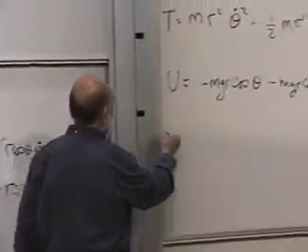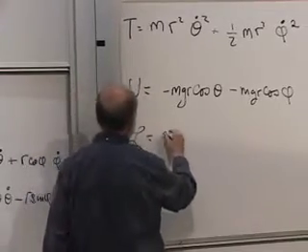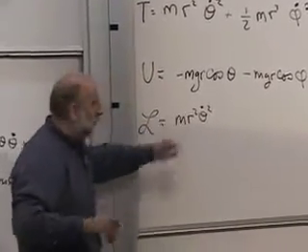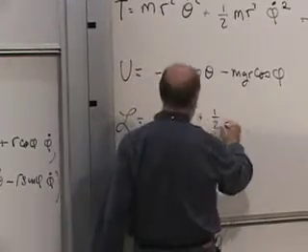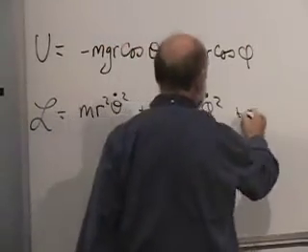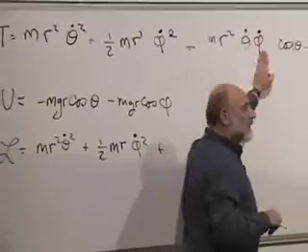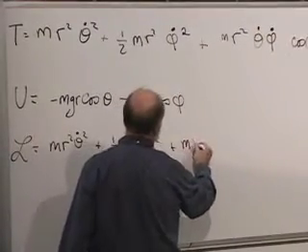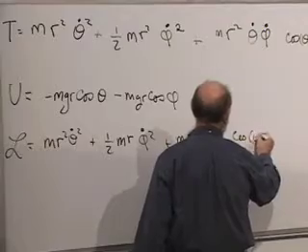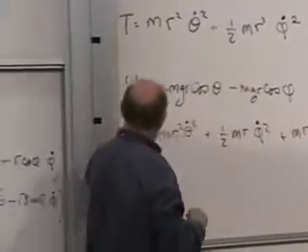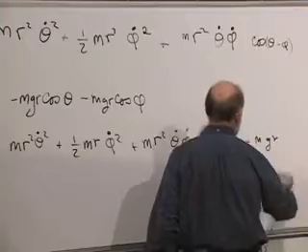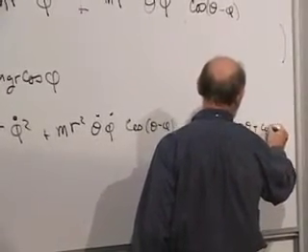Right, so we now have the total Lagrangian, and it is m r squared theta dot squared. That's more or less familiar looking, except for the factor of 1/2, which is usually there. Plus, now we have a truly familiar looking term, m r squared phi dot squared. Then we have this extremely odd cross term which multiplies theta dot times phi dot, m r squared theta dot phi dot times cosine of theta minus phi. Then we have to subtract U, so that gives us plus mgr times cosine of theta plus cosine of phi.